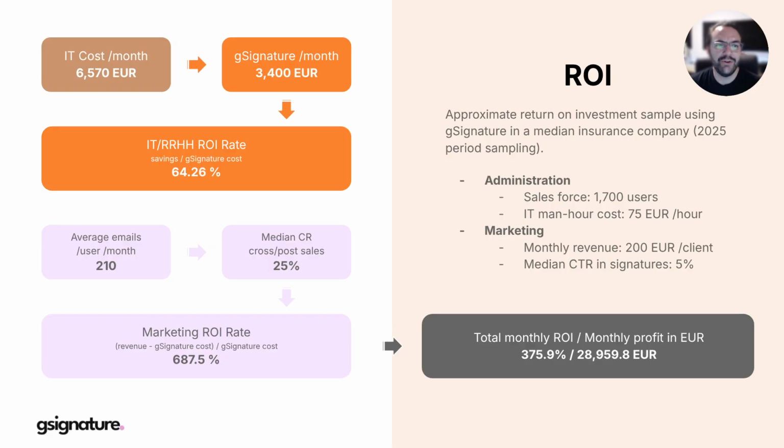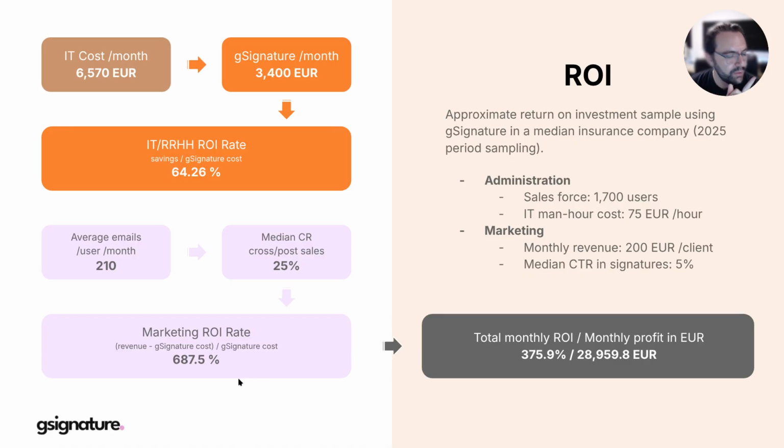So now if we do factor in sales, the other part here is included. We assume that we have here a 25% conversion rate on email conversations with an average of 210 outbound emails per user per month. We also account for some remaining IT hours, far fewer than before, but not zero.